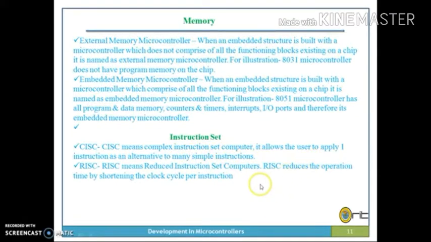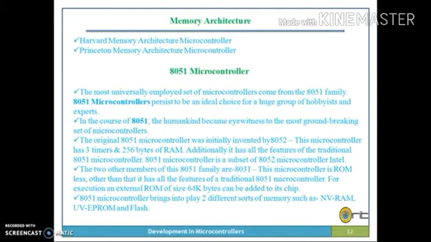And as per the instruction set, we have two types, that is CISC and RISC. CISC means complex instruction set computer. It allows the user to apply one instruction as an alternative to many simple instructions. RISC means reduced instruction set computer. RISC reduces the operation time by shortening the clock cycle per instruction. Then memory architecture. We have Harvard memory architecture microcontroller, then Princeton memory architecture microcontroller.